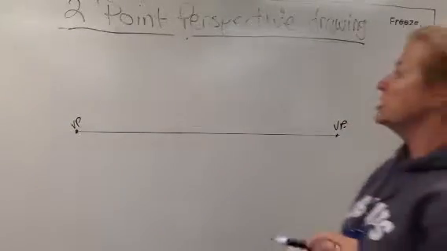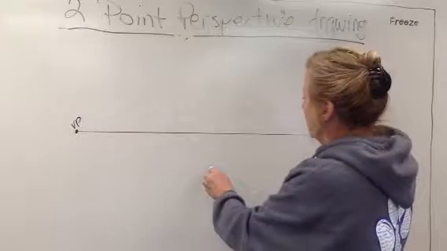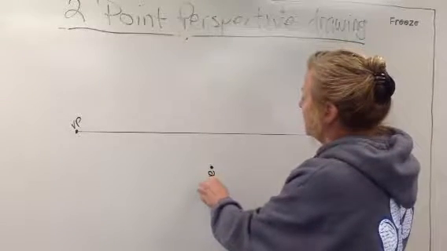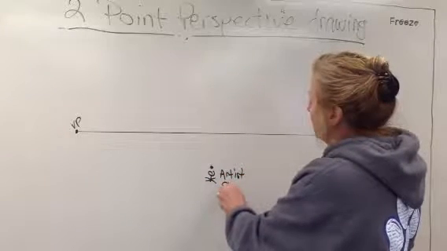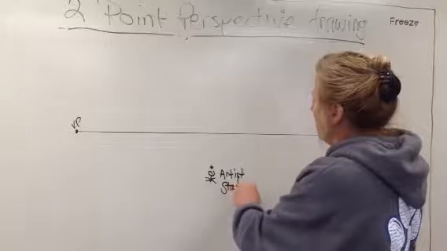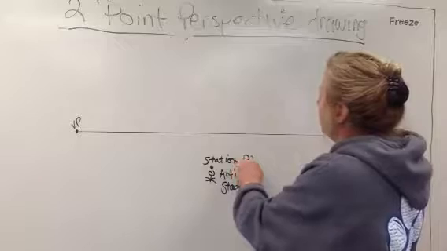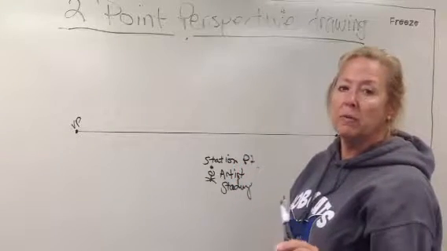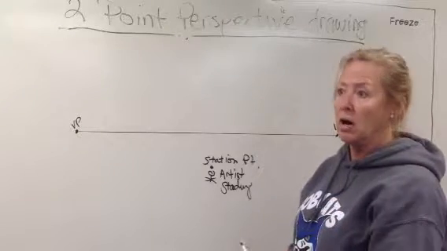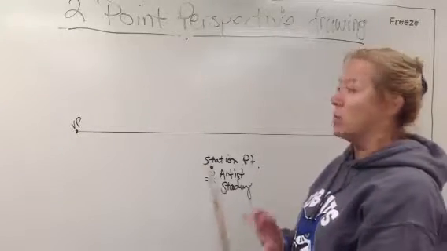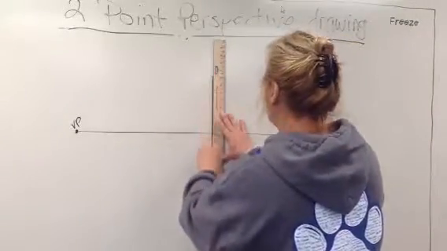Okay, then the next thing you're going to do is determine where your first station point is. The station point is where the artist is standing. Here you are, and that's your station point. The station point is going to be the corner of the building that you are standing the closest to. Every building that you draw is going to have a station point. Okay, so here is the corner that I'm standing the closest to.